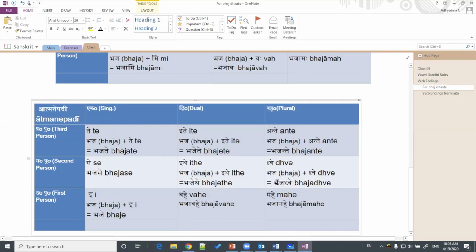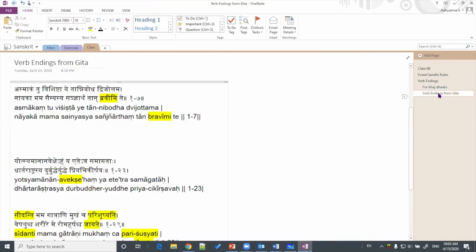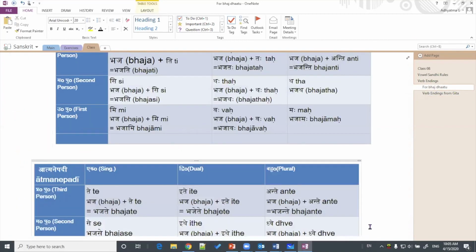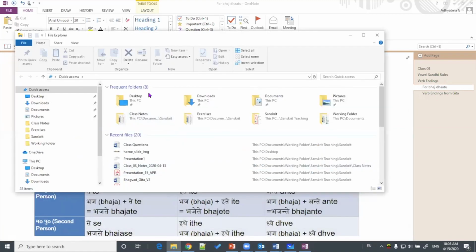Okay. So with these, the questions are over. There are certain examples from Gita which I'll take after the break. Right now I want to give you an exercise which you can do for yourself. And the exercise is this.